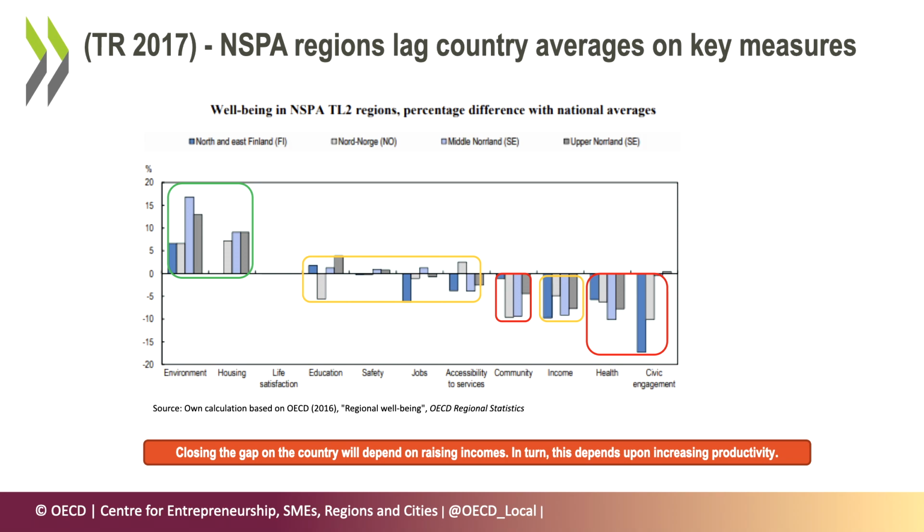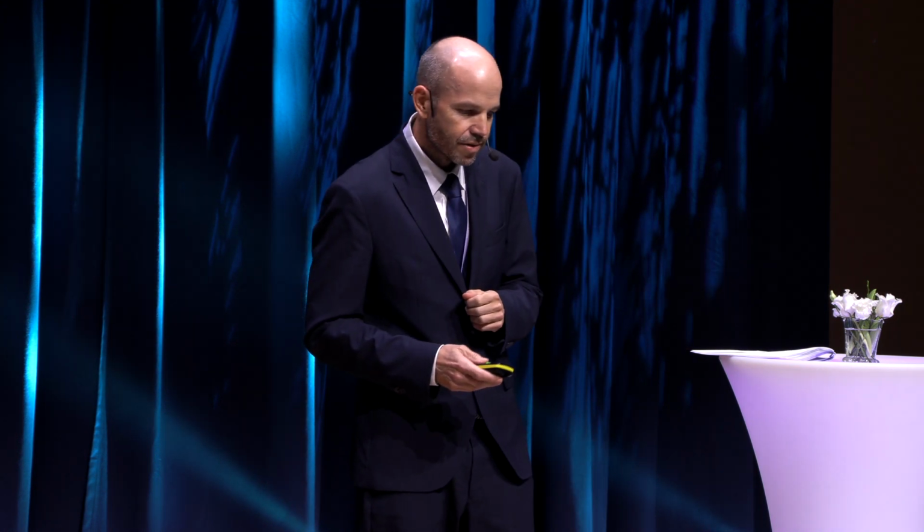And what we found was that a lot of these northern regions had better environmental indicators, better housing. Life is cheaper up in the north than in Stockholm. But there were some important gaps on delivering health, on income levels, civil engagement, and community engagement. And there were a number of indicators that were similar to the national average, such as education, safety, and jobs. So that was a bit the picture that we saw.